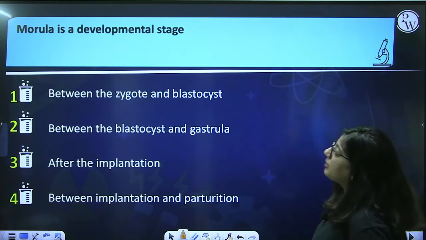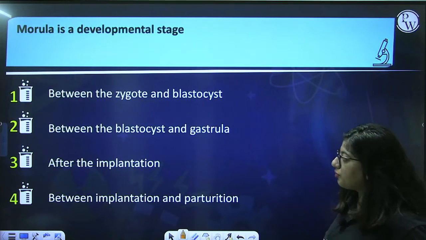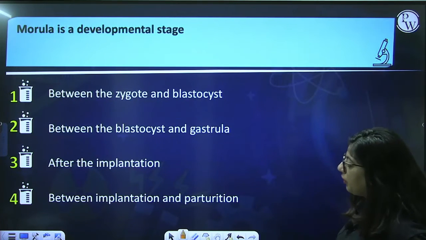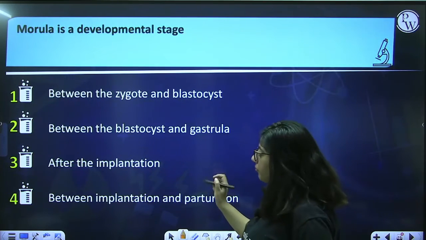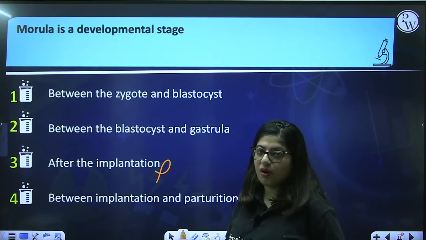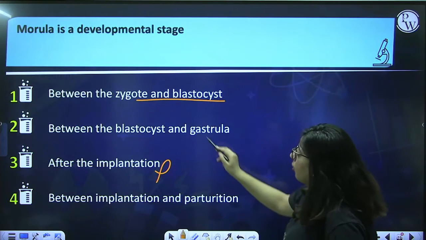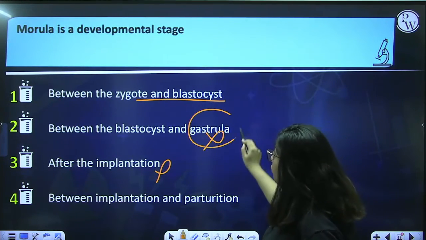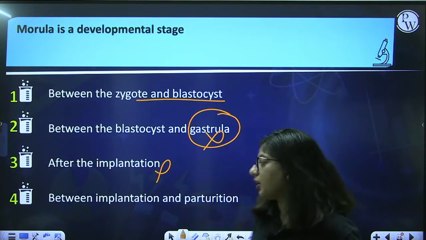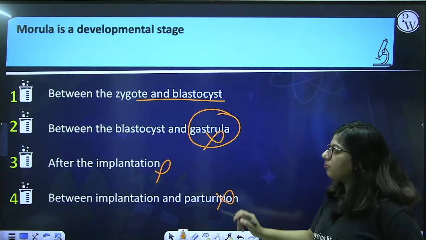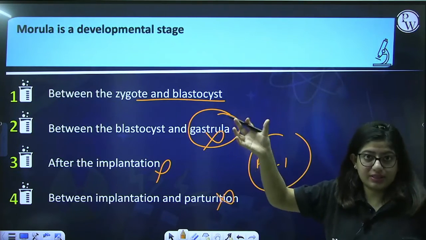Morula is a developmental stage between zygote and blastocyst, between blastocyst and gastrula, after implantation, or between implantation and parturition. It is definitely a stage before implantation, so that is wrong. It's a stage between zygote and blastocyst, right? Not between blastocyst and gastrula. You will study gastrula in the next class. That stage comes after blastocyst, and not between implantation and parturition. So answer is 1. So that's the sequence, right?